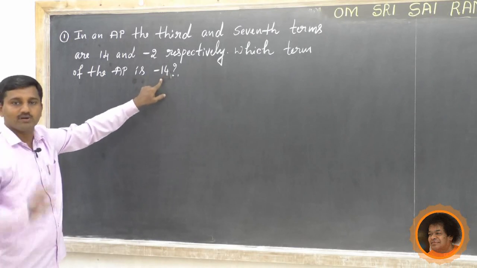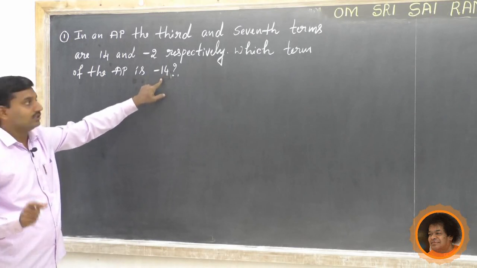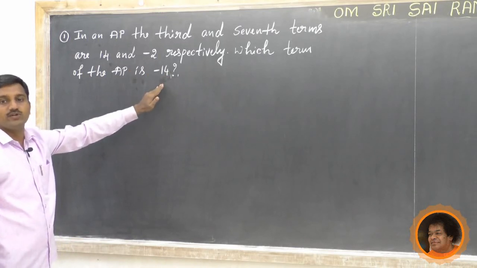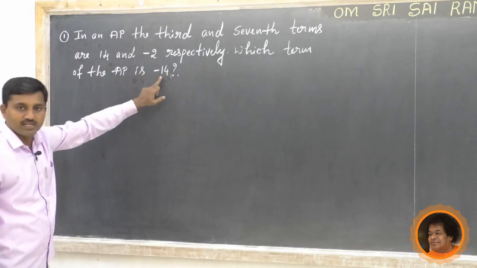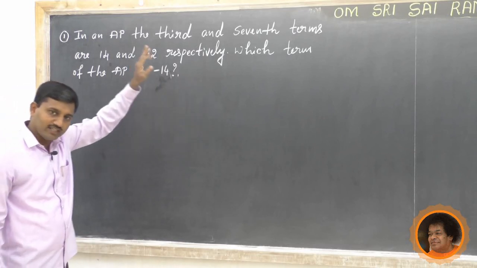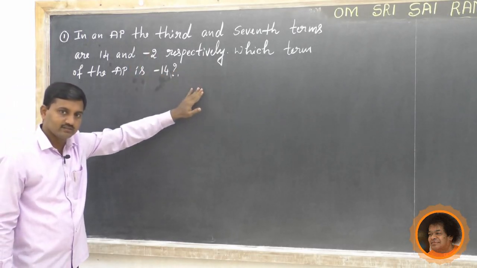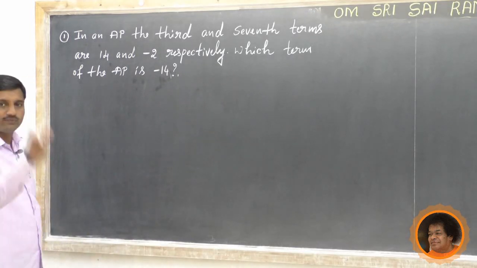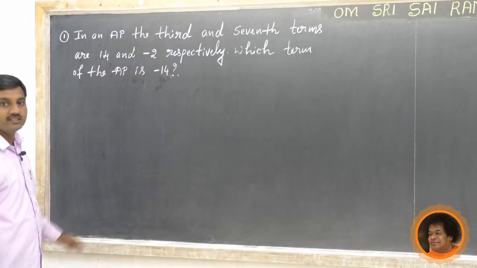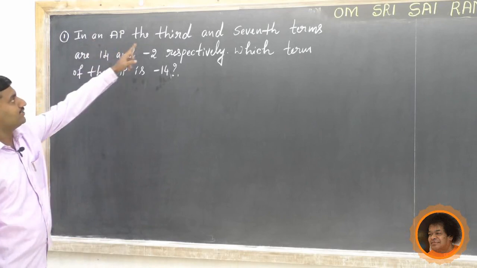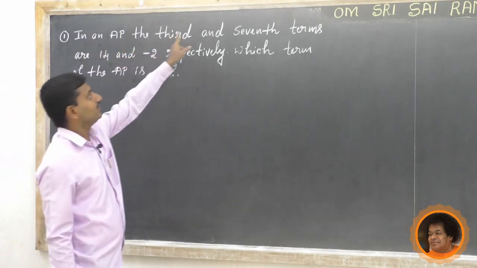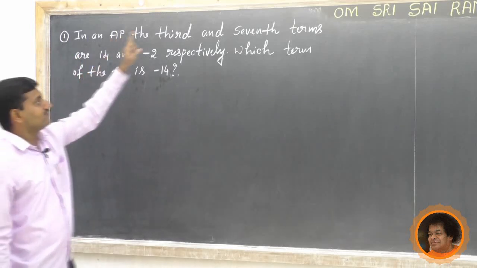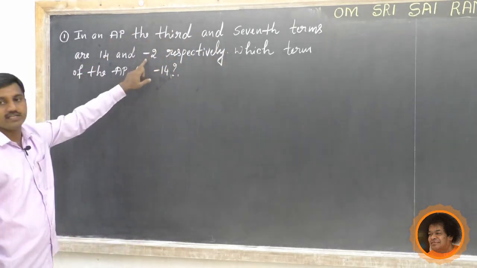How to find the number of terms? What is the formula? So an equal to a plus n minus 1 into d. So here an is minus 14. We have to find the number of terms, that is n. So what is the value of a and d? First we have to find the value of a and d related to the given condition. So the first condition is third and the seventh term. Third term is 14 and the second condition, seventh term is minus 2.